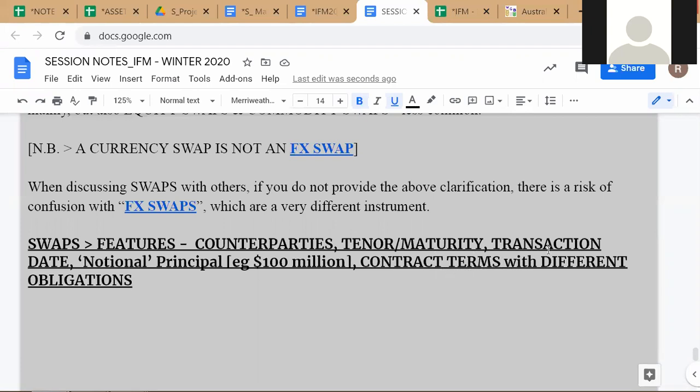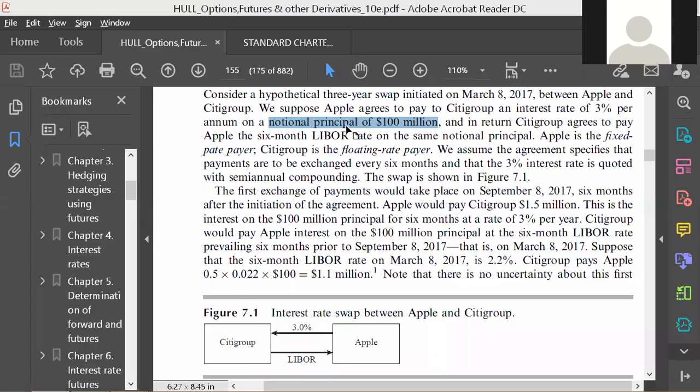And then you have contract terms with different obligations. Both parties have different obligations, and now you can see what those obligations are. Citibank's obligation is to pay 3%, and Citi will pay 6-month LIBOR. So this is what happens. Now we call these the terms, fixed rate payer. In the swaps market, the terminology is everything is with reference to the fixed rate.